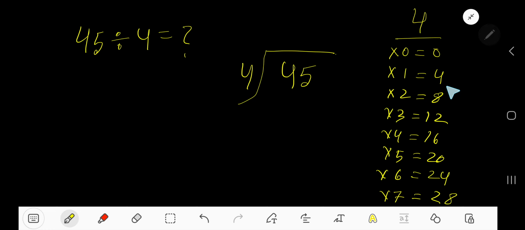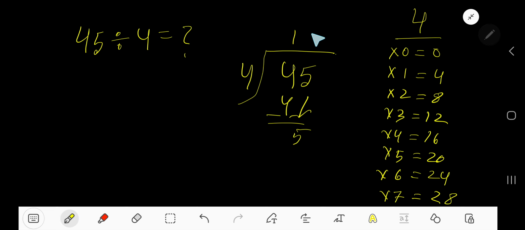0 plus 4, 4. 4 plus 4, 8. 8 plus 4, 12. 12 plus 4, 16. 16 plus 4, 20. 4 goes into this 4 how many times? 1 time. 1 times 4, 4. Subtract, 0. Bring down this 5. 0, 5 means 5. 4 goes into 5 how many times?